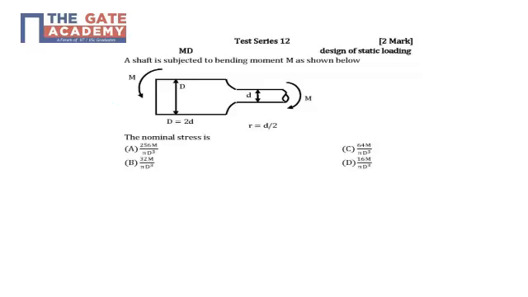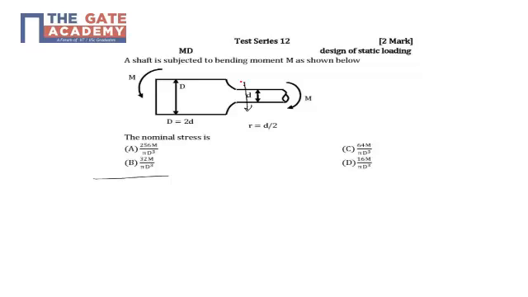Let's discuss a question on machine design. You have a shaft given like this where the bending moments are acting this way, and we are asked to find out the nominal stress. So obviously the least cross section is something which will have the max stress.